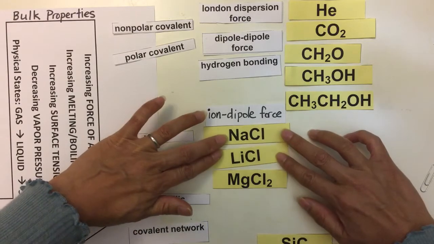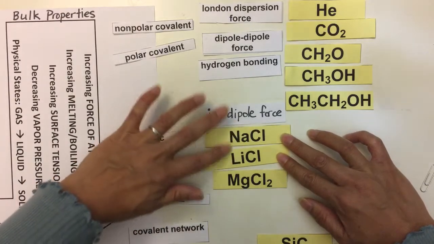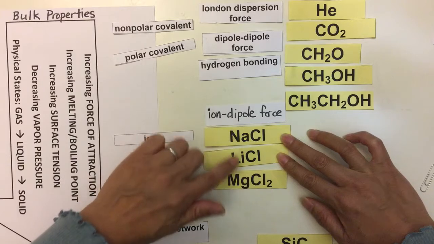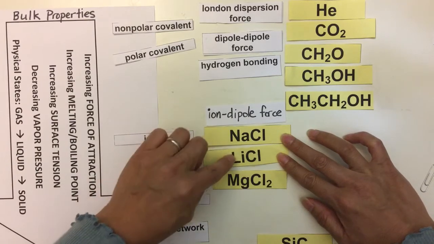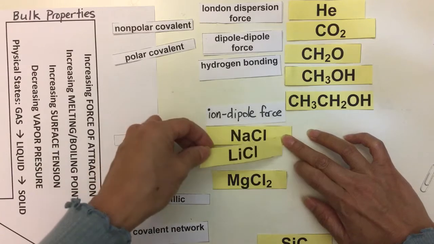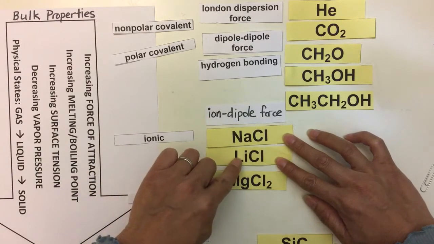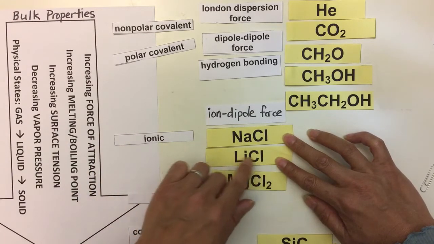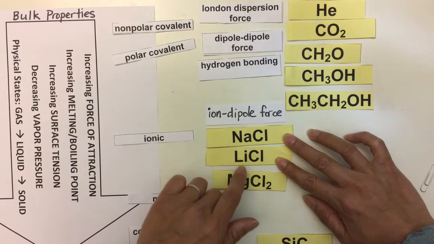So between these two substances, I'm going to look on the periodic table and I'll see that between sodium and lithium, lithium is a smaller ion. Because it's a smaller ion, it will have stronger attractive forces between the ions.